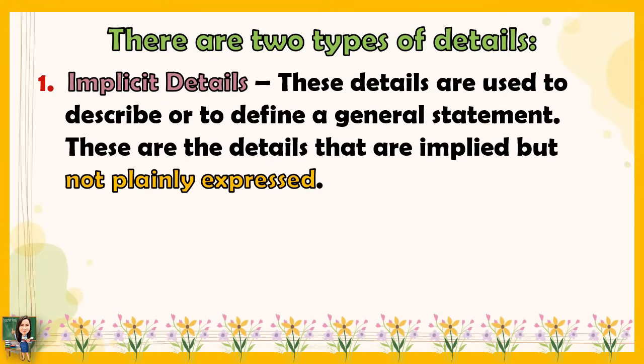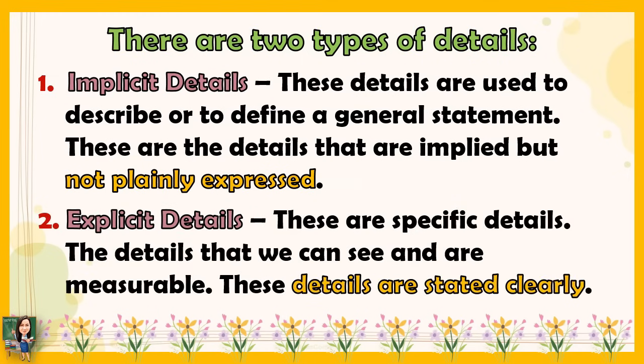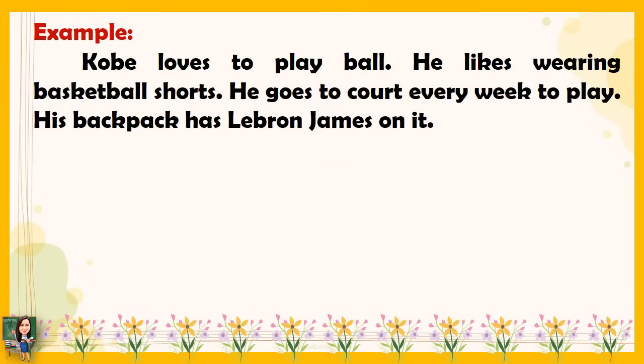And the second one is explicit details. These are specific details, the details that we can see and are measurable. These details are stated clearly. For example, let's read the statement. Kobe loves to play ball. He likes wearing basketball shorts. He goes to court every week to play. His backpack has LeBron James on it.